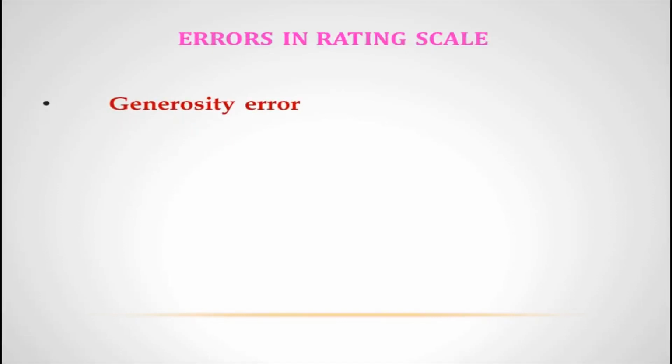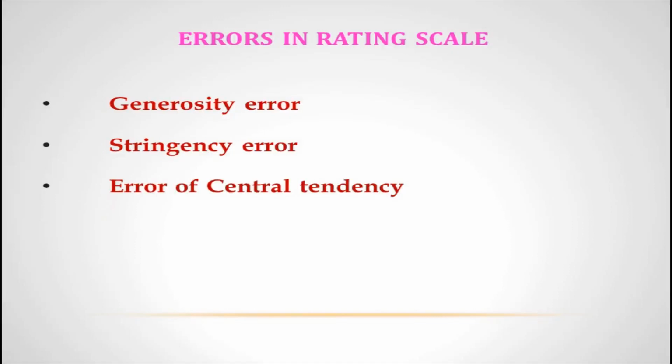Next, let's see about errors in rating scale. Generosity error. It means giving high ratings uniformly to all the samples. Stringency error. That means underrating all the samples. Error of central tendency. That means rating done at the average point due to non-observation or difficulty in making accurate judgments. Halo error. That means a general impression about the sample due to previous acquaintance or emotional attachment that influences rating positively or negatively. And the last error is logical error. That means misunderstanding the trait or having no careful judgment.